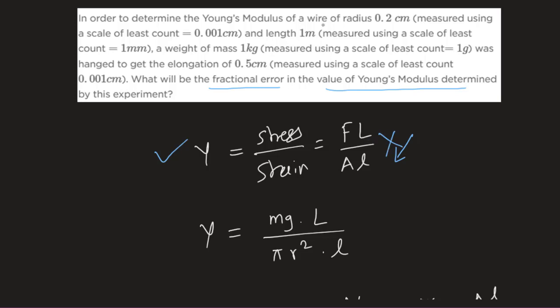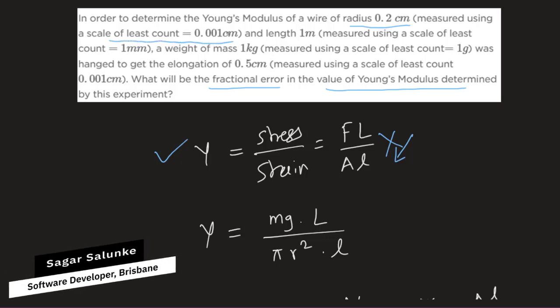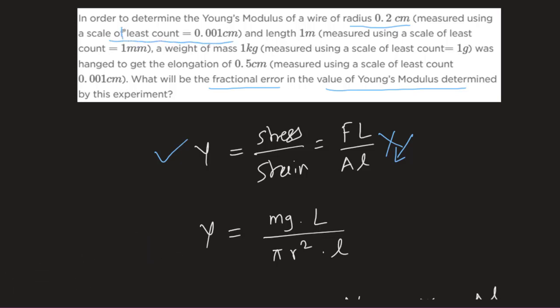to solve this problem. Determine Young's modulus of wire of radius. Radius of the wire is given. It is being measured. The radius is being measured with the scale of least count 0.001 centimeter. So when they give the least count, they are actually giving delta L or delta R. Whenever they are giving the least count, they are actually giving the absolute error in the measurement.